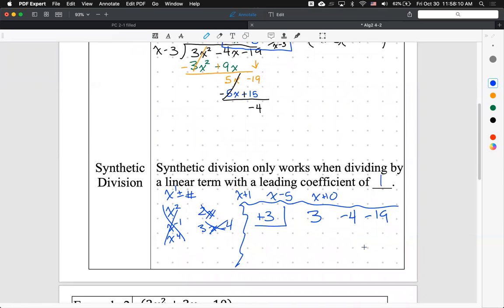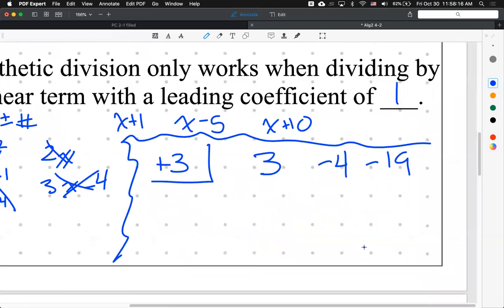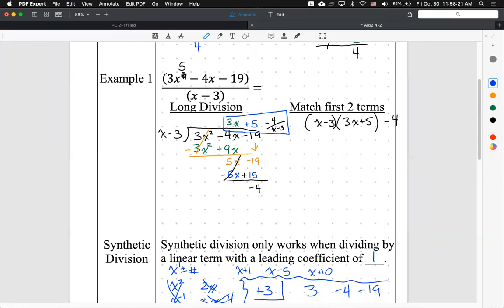All right, synthetic division is ready to go. You have set up the problem. Now it's time to actually do the math, to actually complete the synthetic division. Before I do that, though, does anyone have any questions on where these numbers came from? Mr. Sindel, where did you get positive 3? Where did you get 3, -4, -19? Any questions like that?